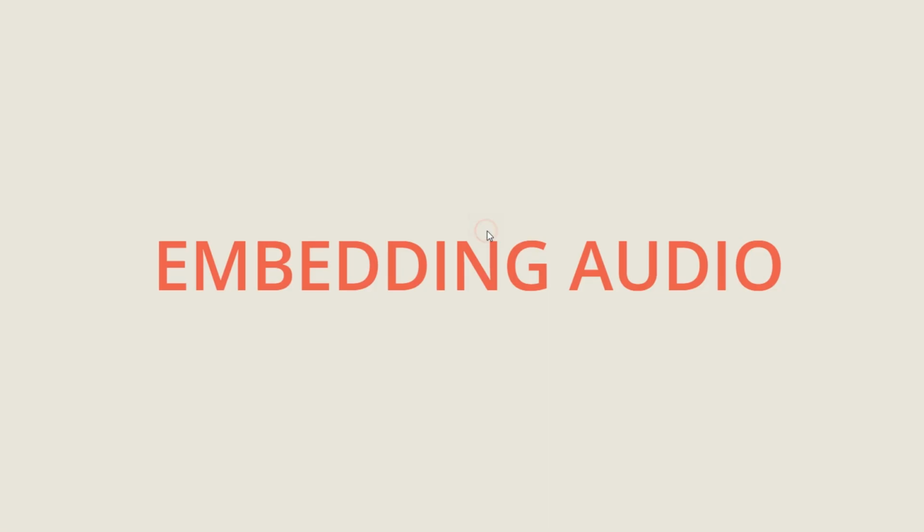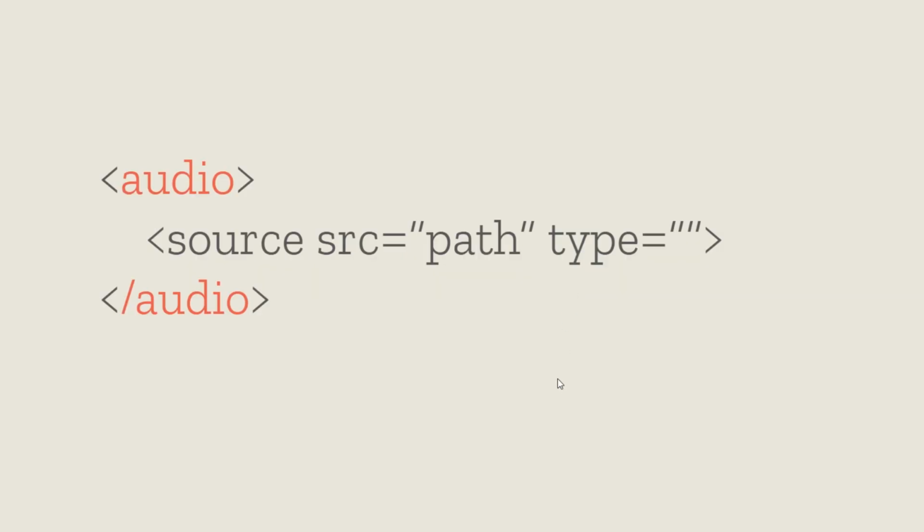The very first thing I'd like to talk about is embedding audio, and the tag we use is the audio tag. It's like this, opening and closing, and then, just like the images, we need to tell the browser where to look for the file. So the path. We start with source, and then src equals the path, and the type. Those are two things we need to put.